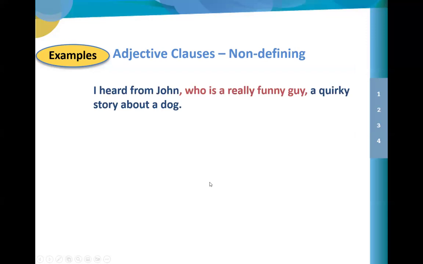For example, here, I heard from John. John, we know John, okay? This is a common noun. So you know John and I know John, the speaker and the listener, both of us know John, okay? I heard from John a quirky story about a dog who is a really funny guy.